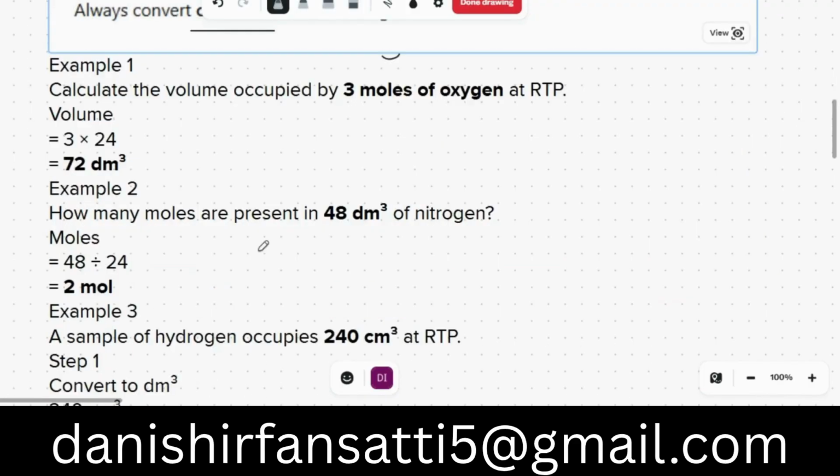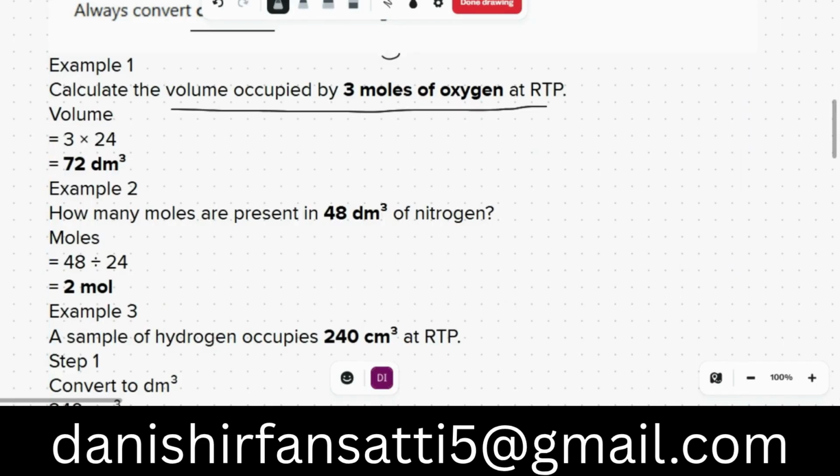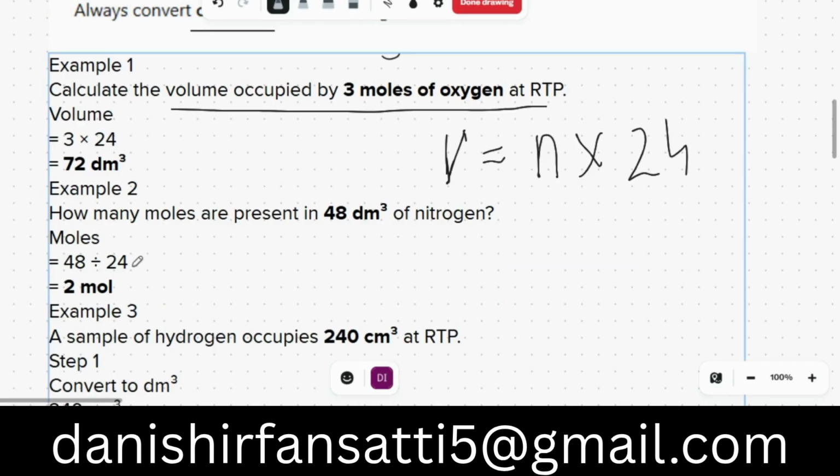Calculate the volume occupied by 3 moles of oxygen at room temperature. So what is the formula? The formula is quite simple: volume is equal to number of moles times 24 dm³. The number of moles is 3, so 3 times 24 gives us 72.